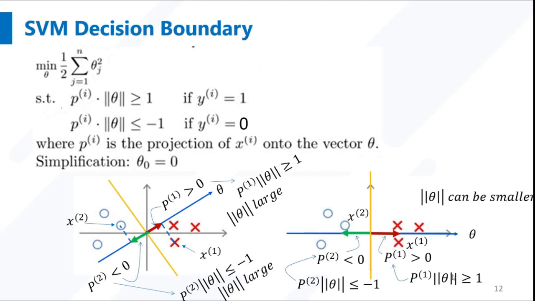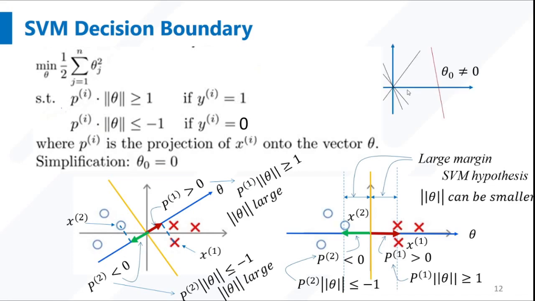So that is the advantage of this particular decision boundary: if the decision boundary is in that position, then you can have a larger margin. So the SVM is a large margin classifier. One thing we have assumed is that theta 0 has to be 0, but if theta 0 is not 0, then the decision boundary will not go through the origin. Rather, it will go through another point where there will be an intercept. So that is the difference. Otherwise, the concept is very similar.